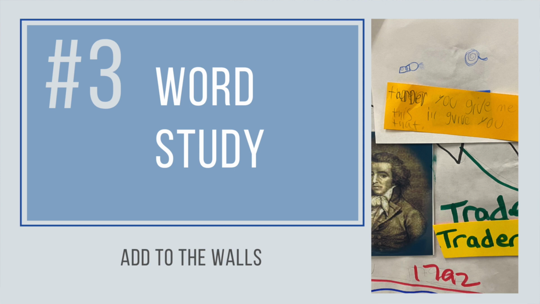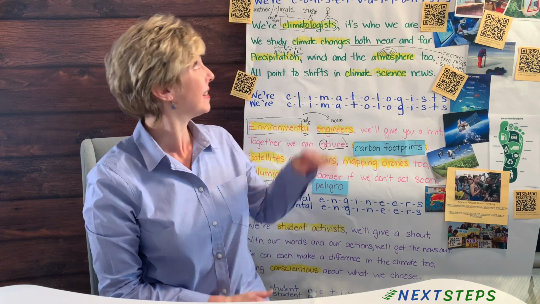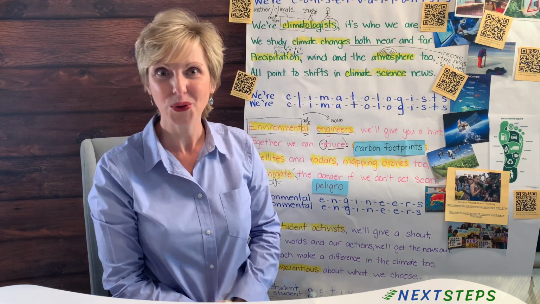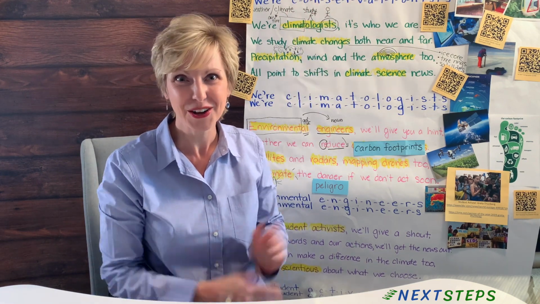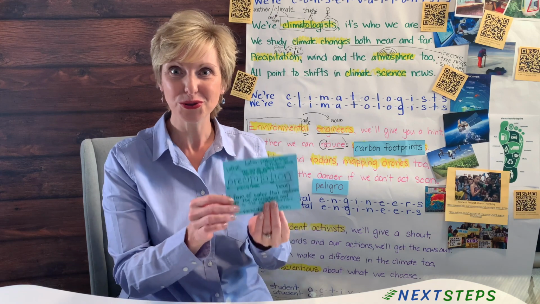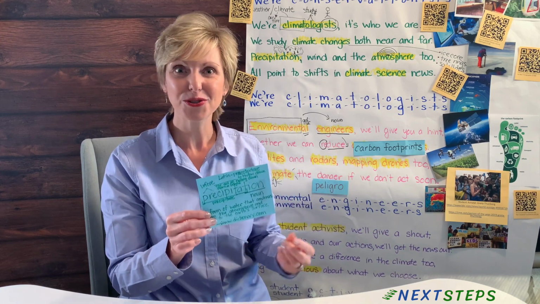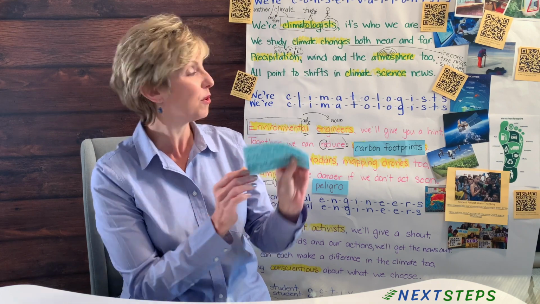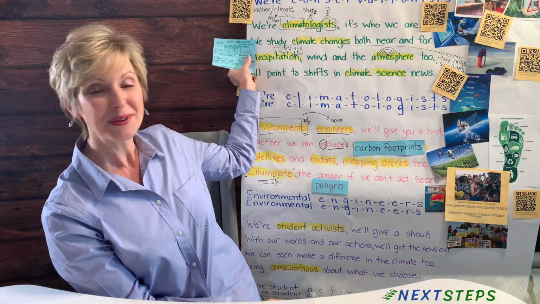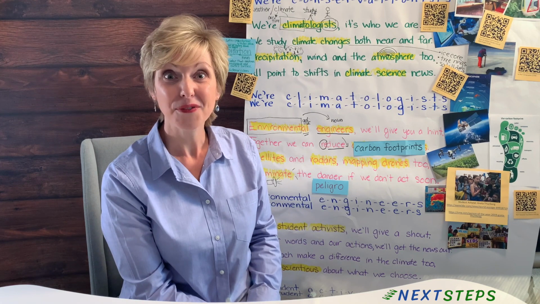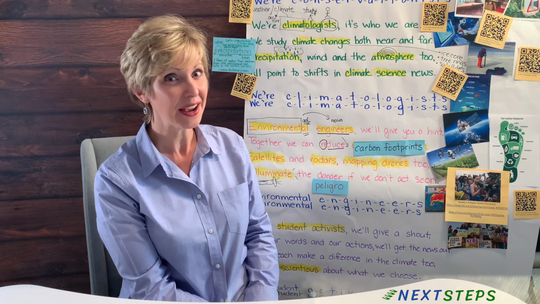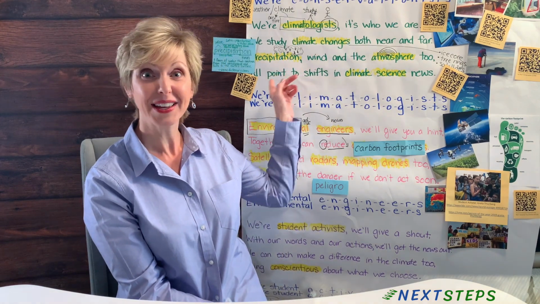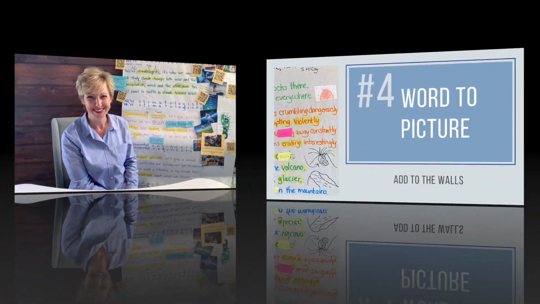Number 3, word study. Word study Add to the Walls is exactly what we modeled whole class with a word study on the chart. Only this time, students choose a word, they access their resources, they write their word study on a little piece of paper, and then they would put that up on the chart right beside the word. If you feel comfortable, you can even have students write their word studies directly on the chart itself.